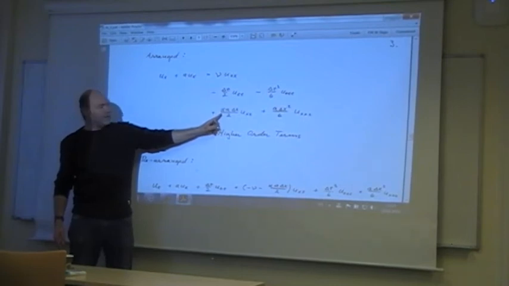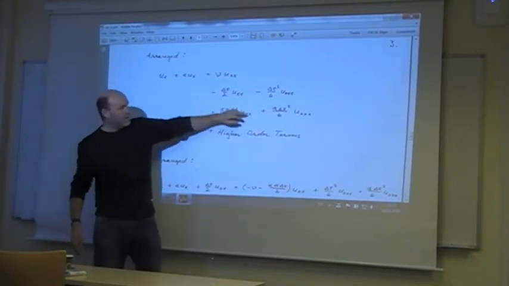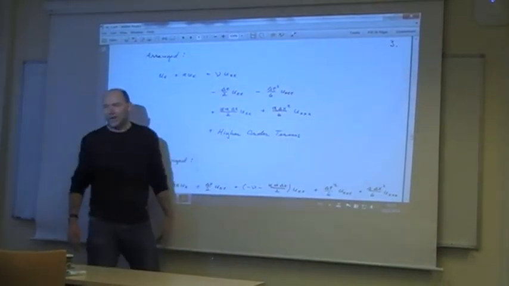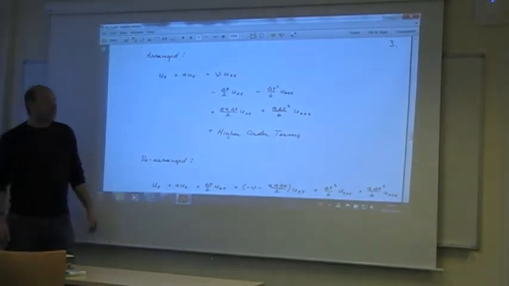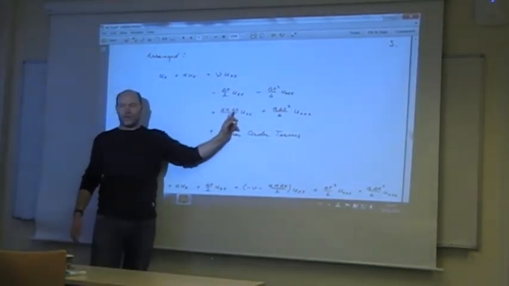If you choose alpha equal to 0, then it's pure central scheme. It is gone. Then it's second order accurate. If you choose alpha different from 0, okay, then it's first order accurate in space.